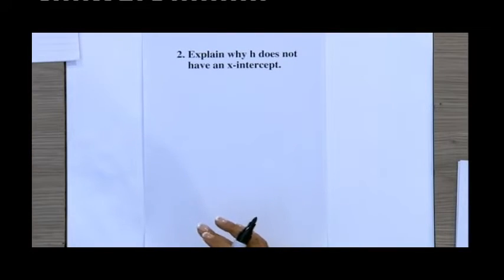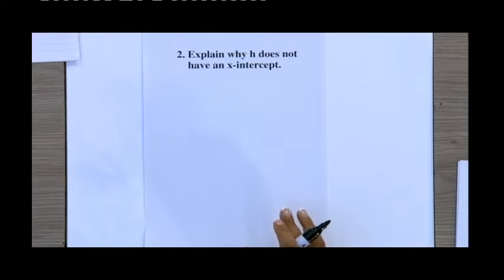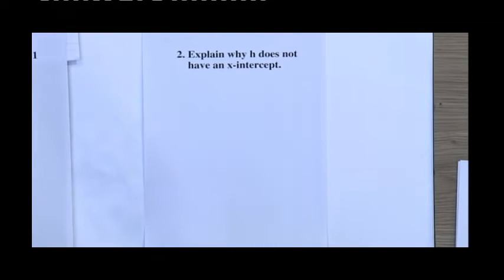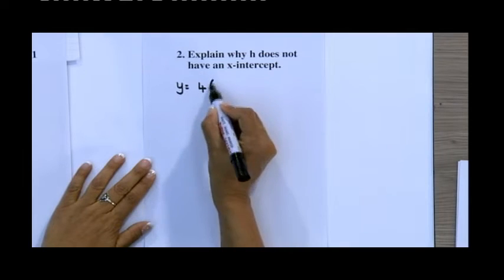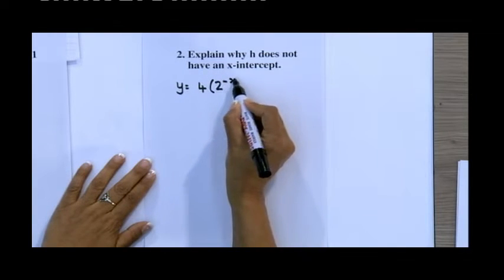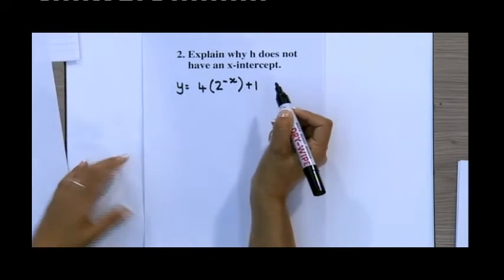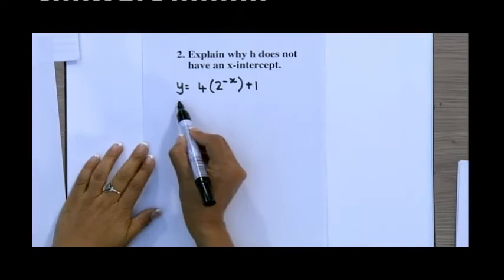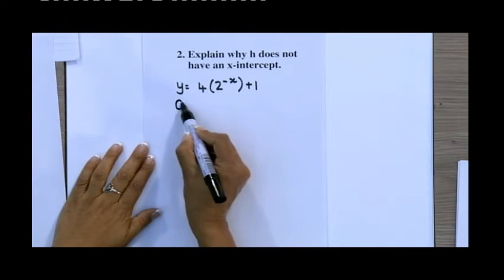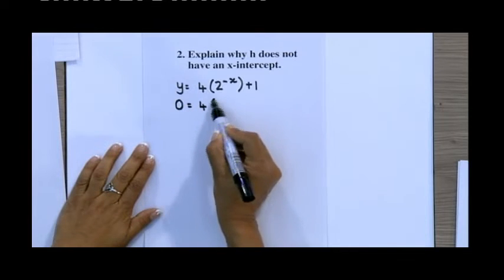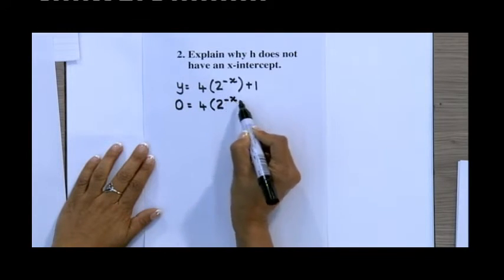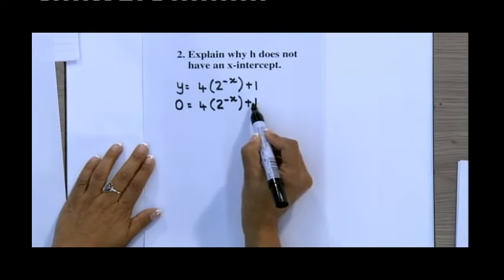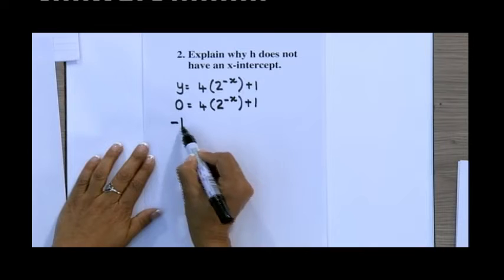Now it says, explain why h does not have an x-intercept. So what I did was, I took my equation. This is 4 times 2 to the power of negative x plus 1. And I actually went to test, okay, does it have an x-intercept? So how do I get my x-intercept now again, grade 11s? I make y equal to 0. This is 4 times 2 to the power of negative x plus 1 equals 0. I'm going to carry my 1 across, which is minus 1.